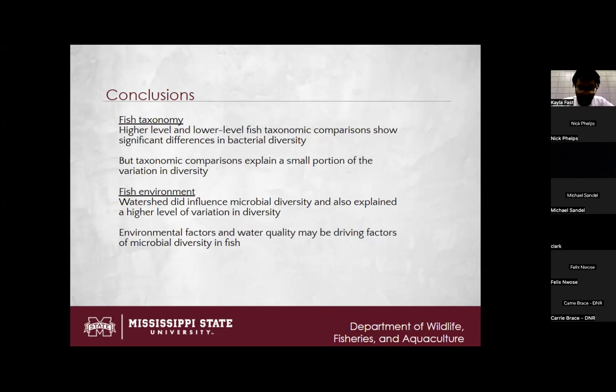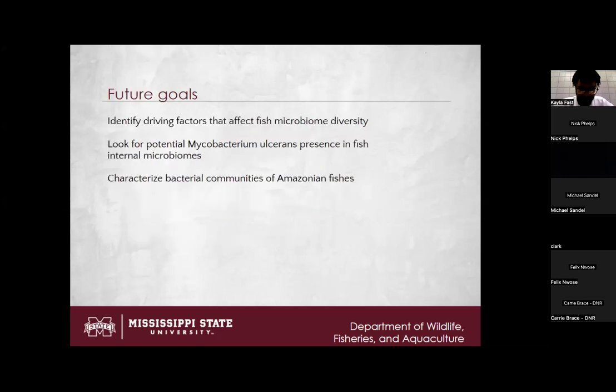We see much more of the variation explained by some of the water quality that we collected, like pH and temperature. Some of our future goals here are going to be to try to identify some of the main factors that shape the fish microbiomes in our study area, and to try to characterize the diversity of fish microbiomes in the Amazon, as well as try to see if we can find any fishes that are positive for containing Mycobacterium ulcerans, to try to look into seeing whether or not these fishes are possible reservoirs for the disease.